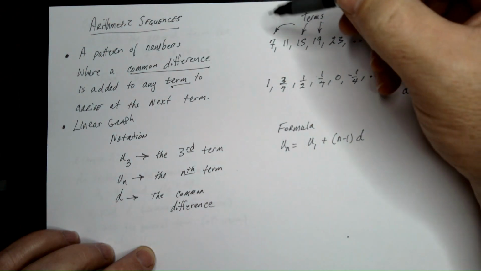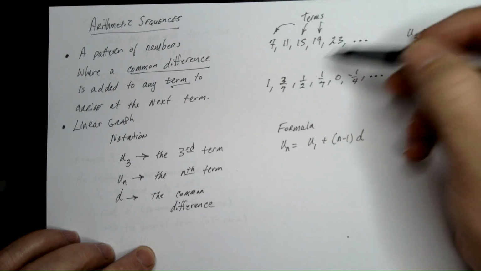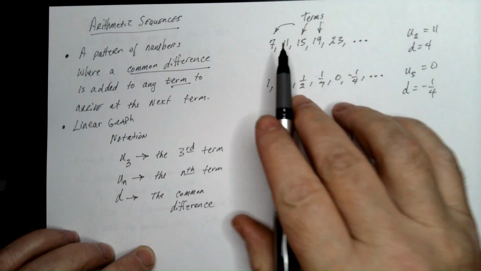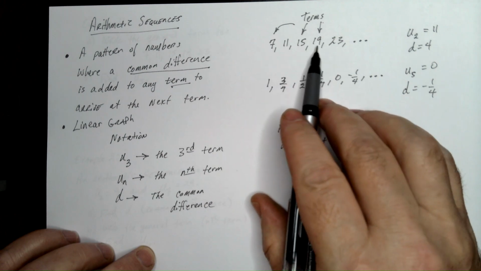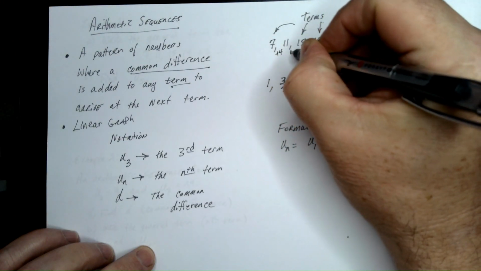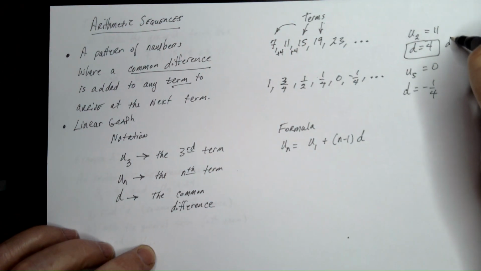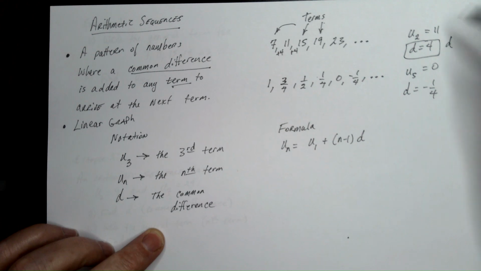common difference. That common difference can be added to any term in the sequence and you'll arrive at the next term. So the terms here are 7, 11, 15, 19, 23. So you can see each time it's plus 4. So the common difference is 4. D is going to stand for the common difference, right?